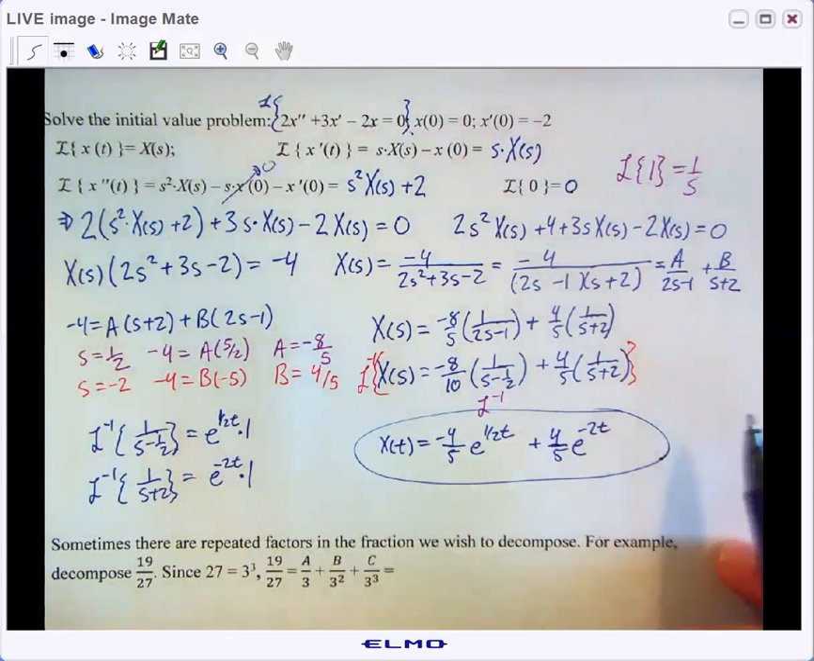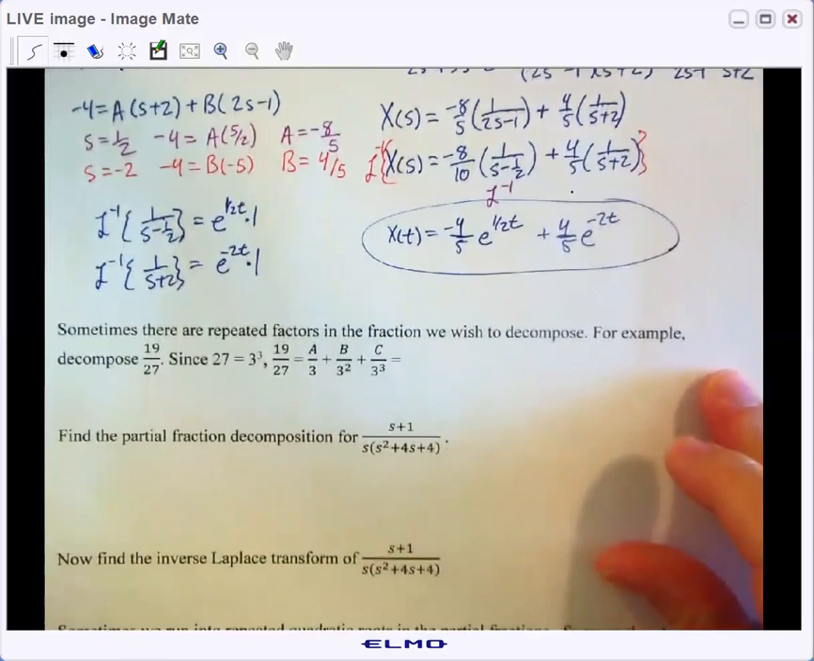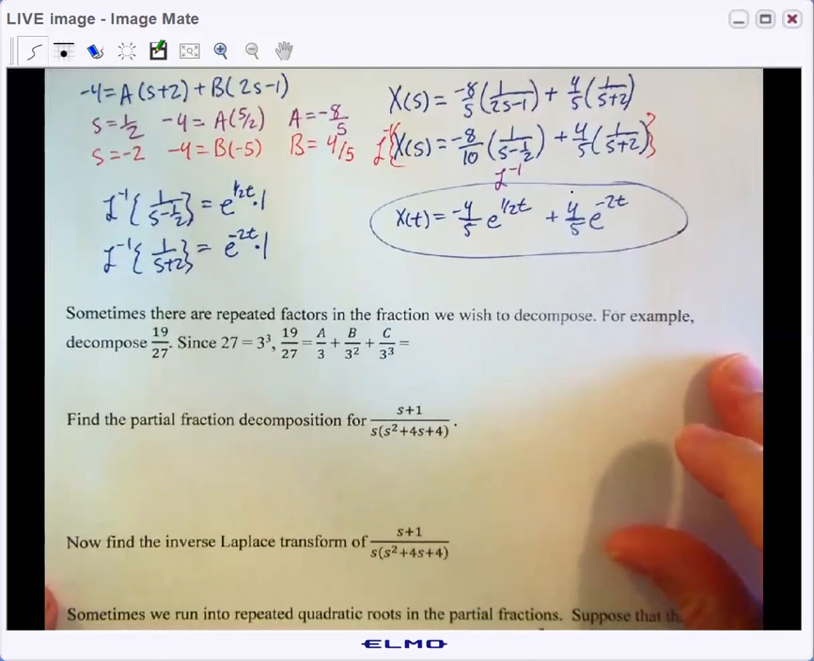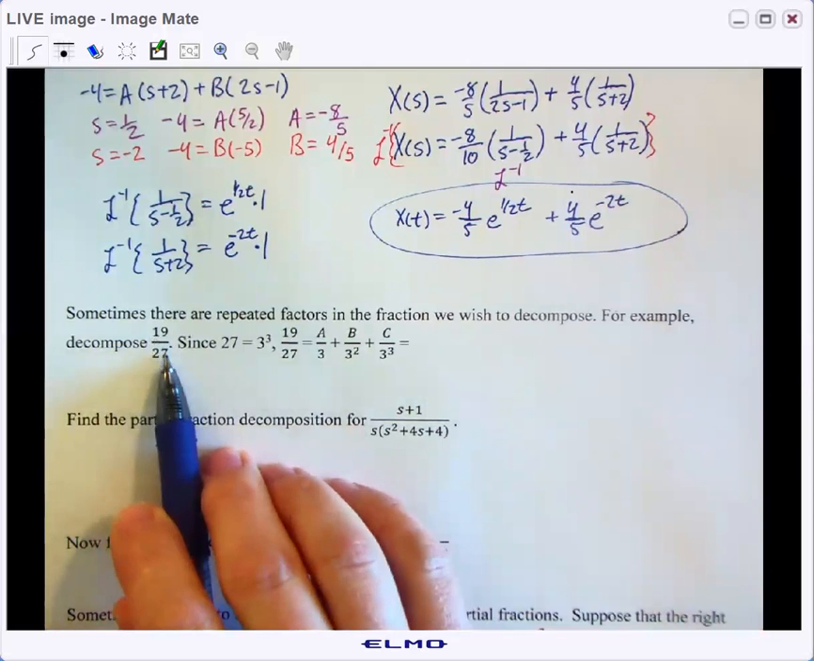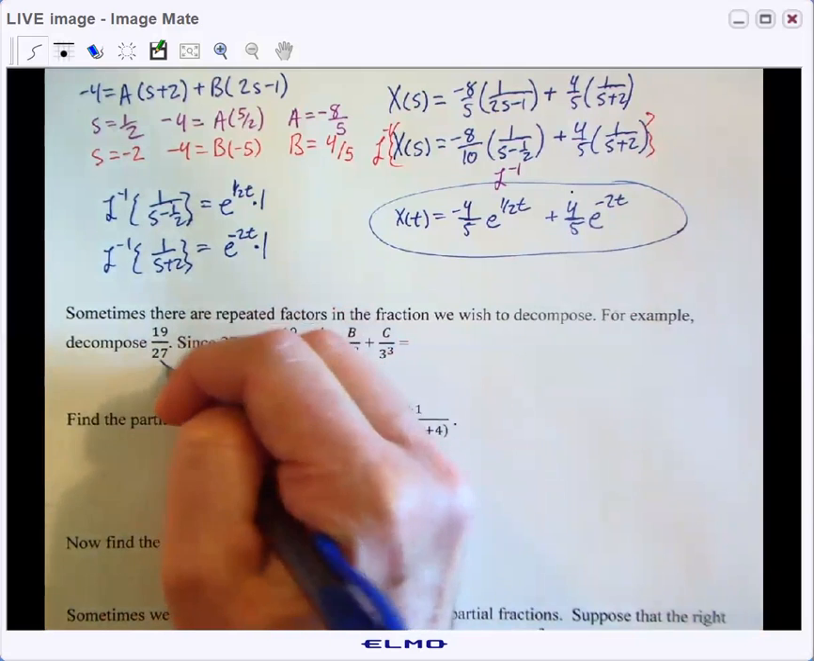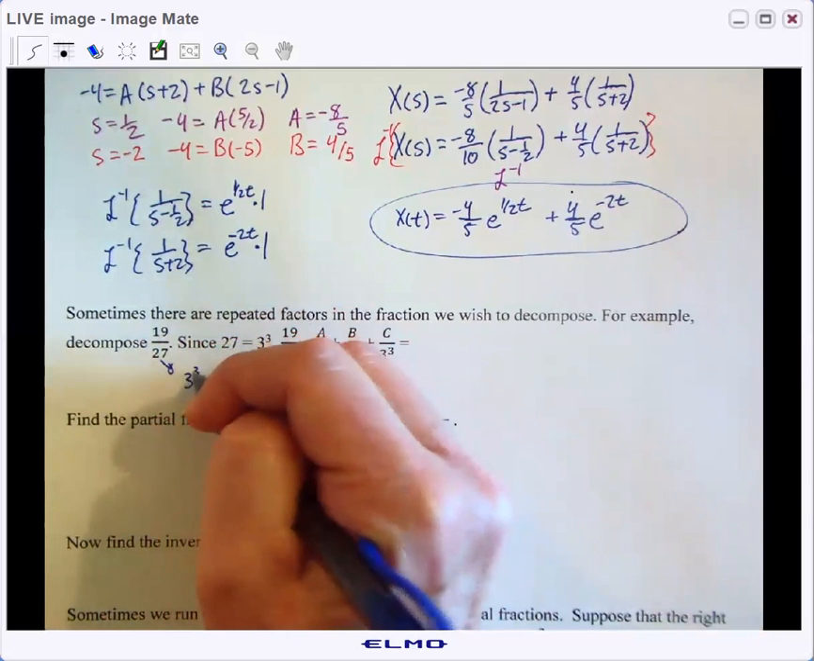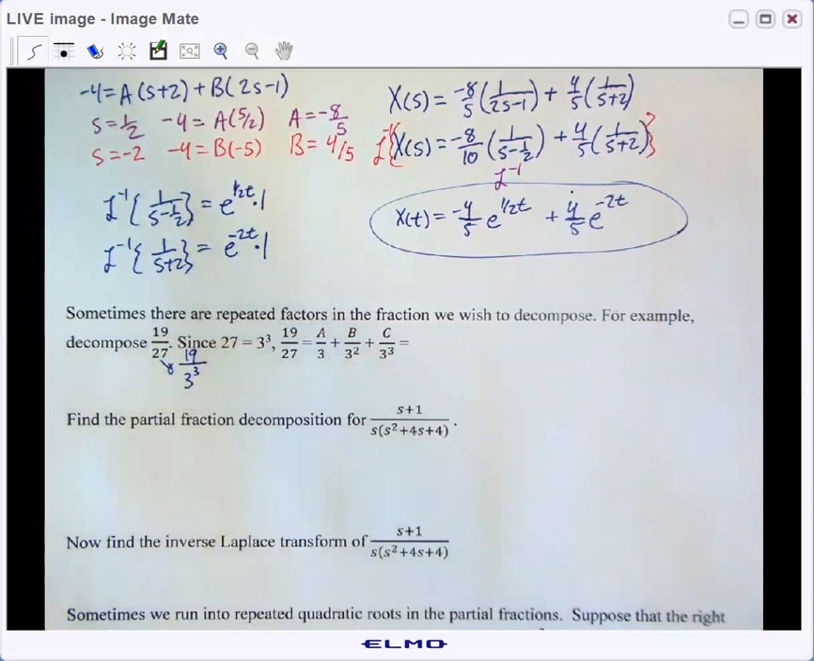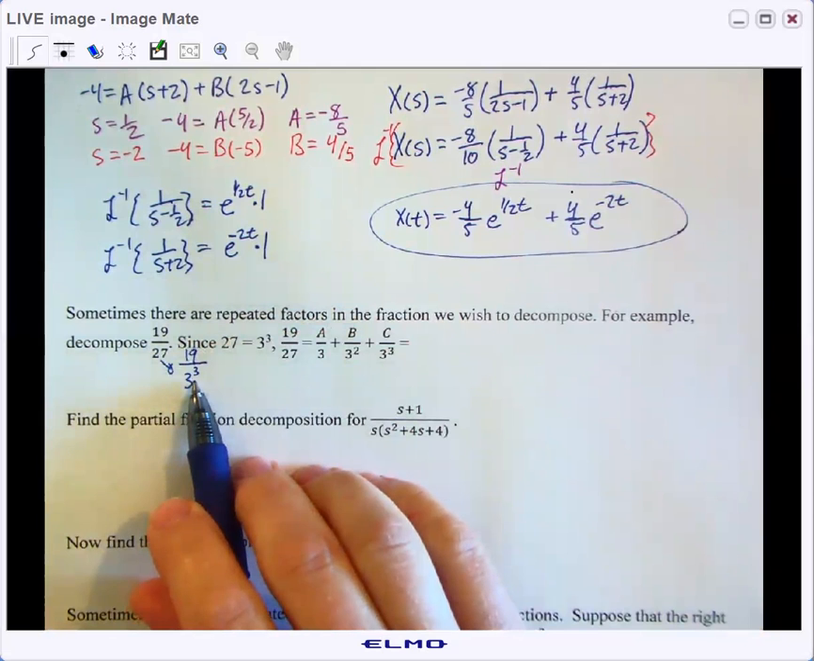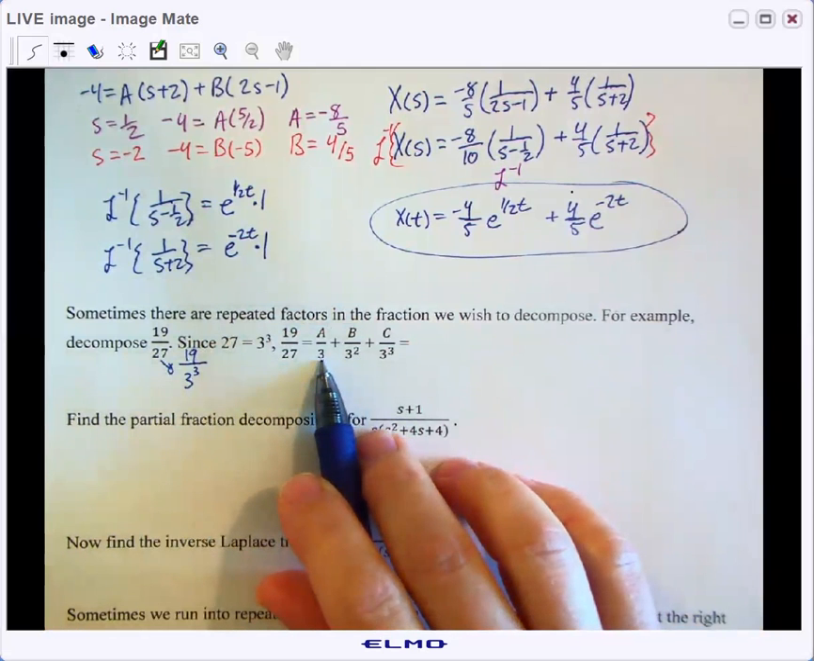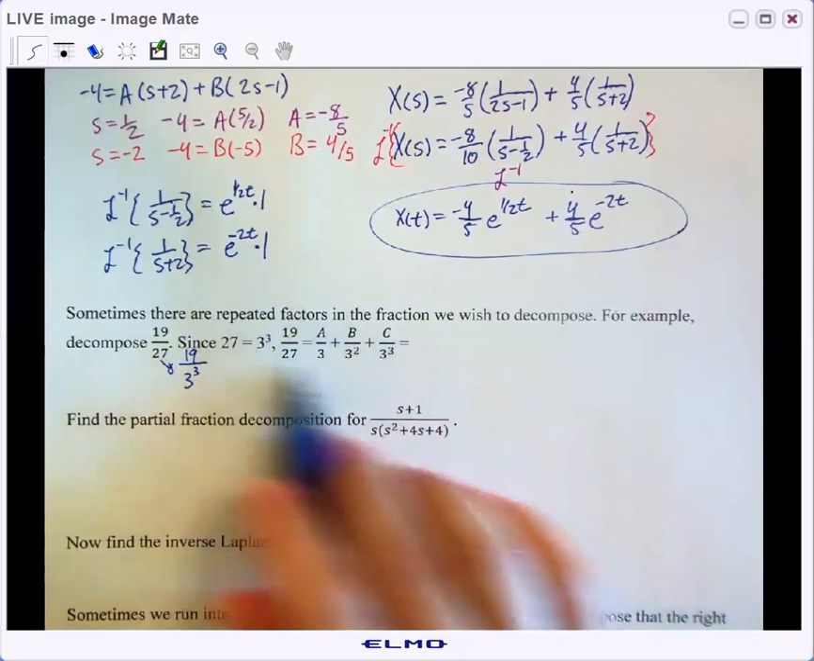Okay. All right. So next up, we need to talk about what happens when there are repeated factors in our partial fraction decomposition. So to help us see that, let's draw an analogy to something that's a little easier to start with. So what if I wanted to decompose 19/27ths? Well, we notice that 27 happens to be 3 cubed. And so if I break it down into fractions, I'll have to have 3 cubed, and I'll even have 3 squared and even thirds. So we're going to break this guy down.